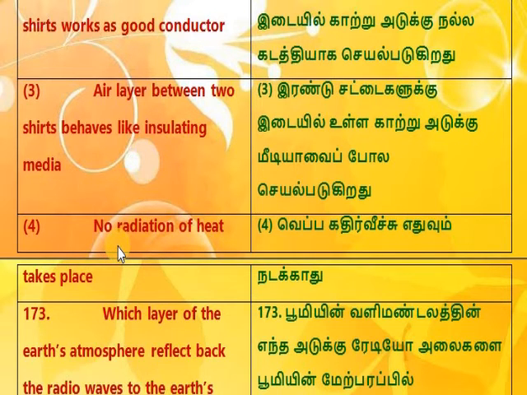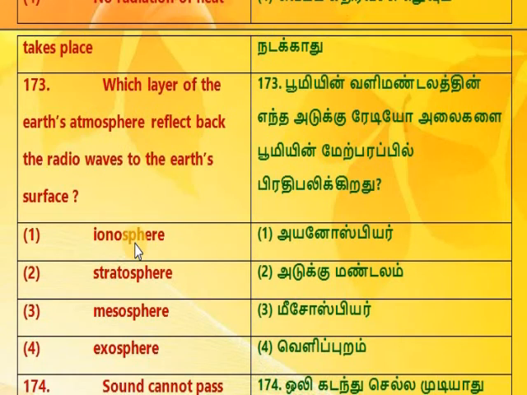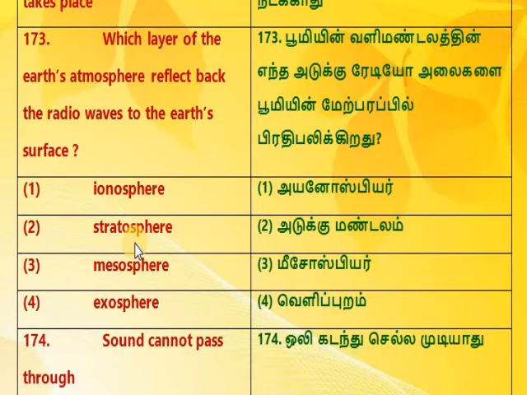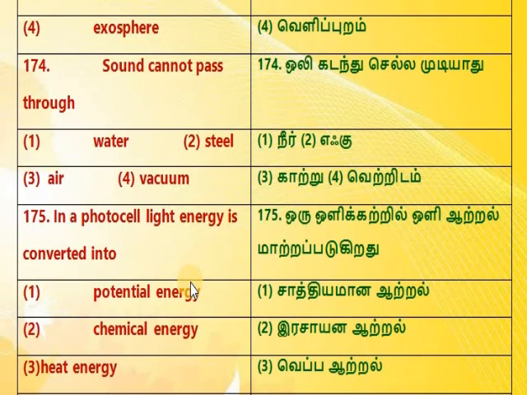173. Which layer of the Earth's atmosphere reflect back the radio waves to the Earth's surface? 1. Ionosphere. 2. Stratosphere. 3. Mesosphere. 4. Exosphere. 174. Sound cannot pass through 1. Water. 2. Steel. 3. Air.